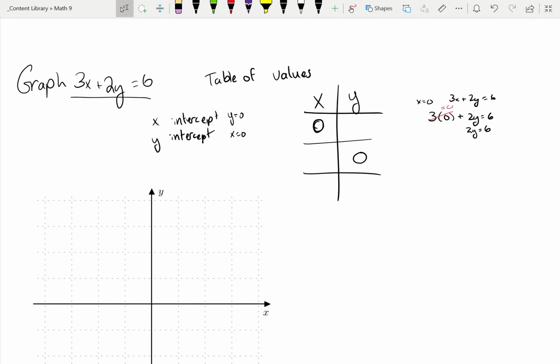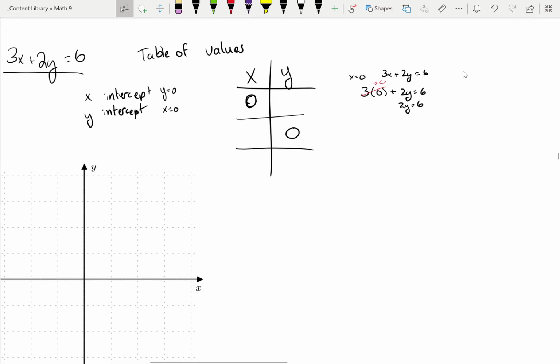Now this is a much easier question to solve. If I solve 2y is equal to 6, I would divide both my left and my right side by 2. This cancels out to give me 1, and I end up with y is equal to 3. So this is my value here, so I'm going to move it over and put it here. Remember, with our table of values, this represents our ordered pair, which I'll be plotting.